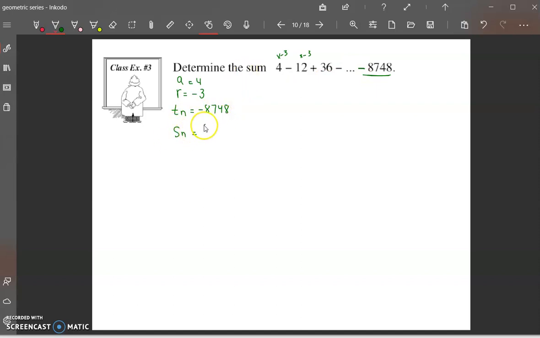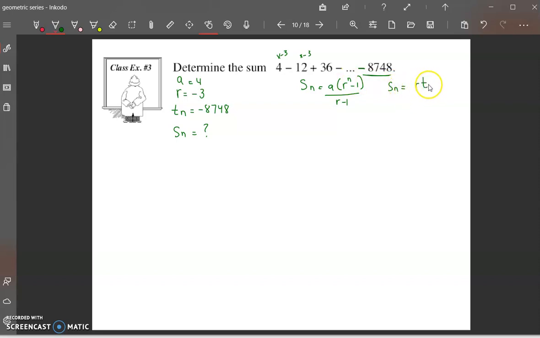We don't know how many terms it is, and the other thing we need to do is decide which formula to use. So on your formula sheet you can see two versions. One is the first one. So in this version we need A, which is okay. We need R, which is okay, but we do need to find N here. Let's take a look in the second version and see if that can actually help us.